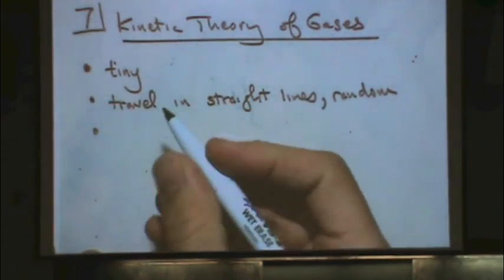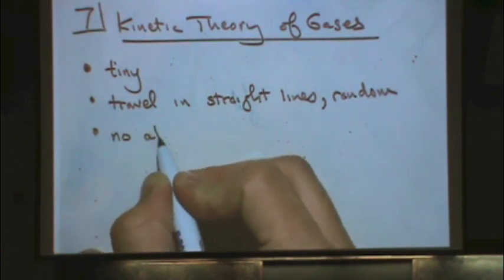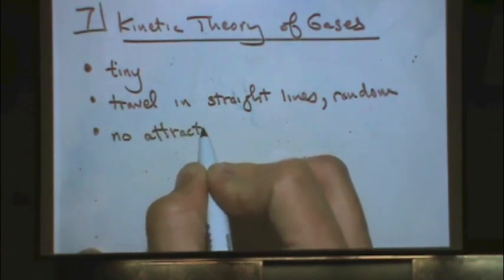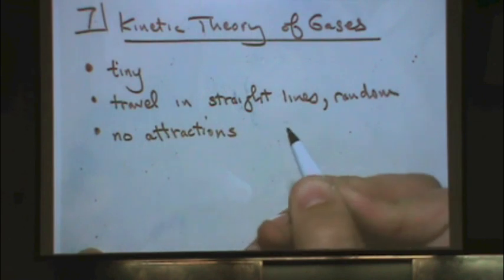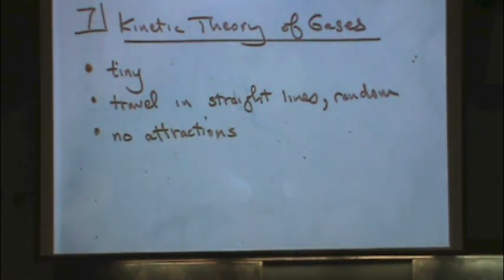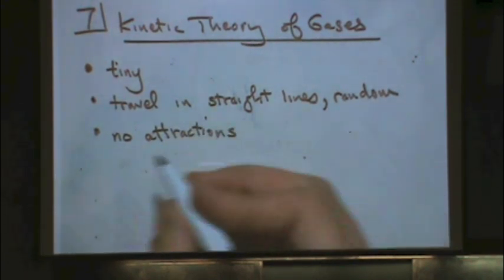The third assumption: there's no attraction. Unlike the dorms or college, when gas molecules pass by each other, there's no movement, no interaction whatsoever. They don't see each other, they just pass by. No attraction between gas molecules.